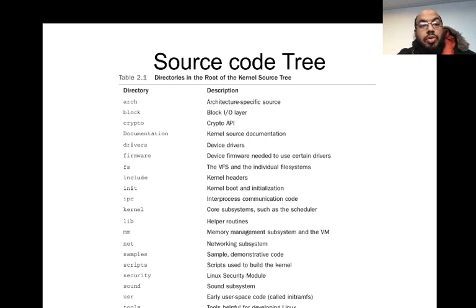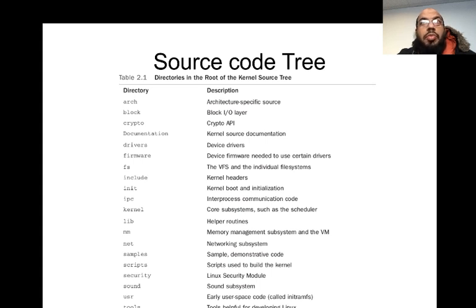Then you have the include directory, and these are all the kernel headers. If you want to include anything, then it's probably in the include directory. There's the init, which is the kernel boot and initialization. This is sort of what we were talking about when we were talking about the boot sequence, what happens when you boot your device. This is basically where that type of code is. There's the ipc, which provides you services for inter-process communication code among the different kernel subsystems, because you need IPC among the different kernel subsystems. There's the kernel itself, which is the core subsystems such as the scheduler.